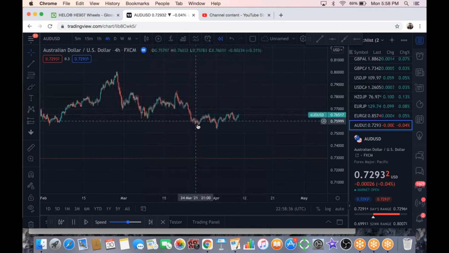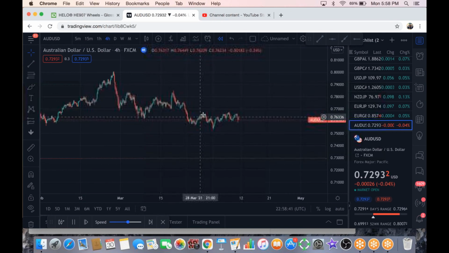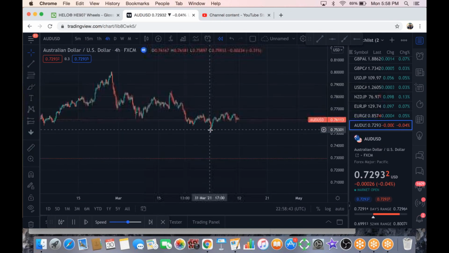This even looks close to an inverted head and shoulders right here whenever I look at this. Price comes down, price comes up, price comes down, makes that little head right there.